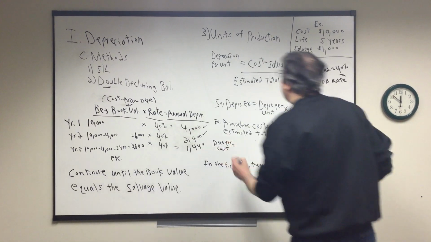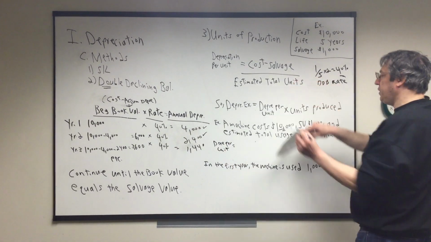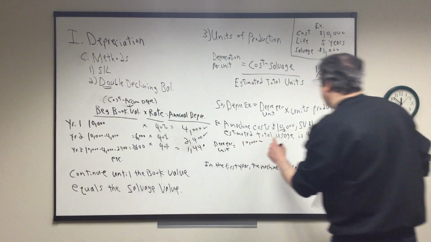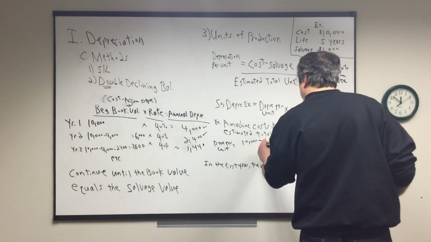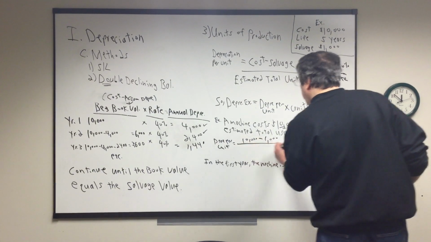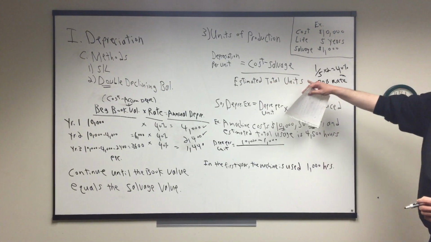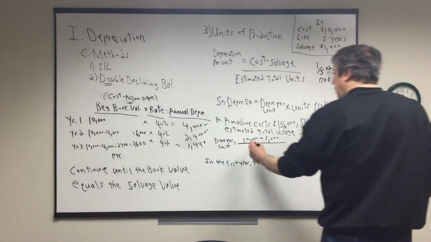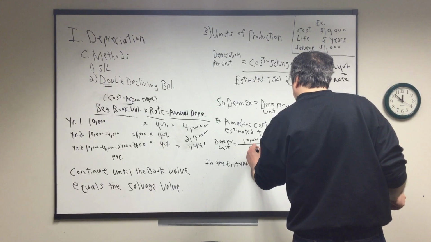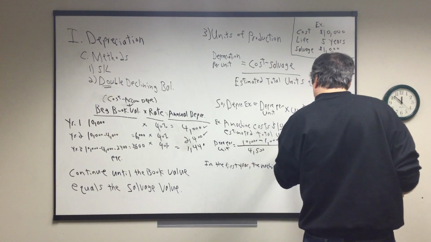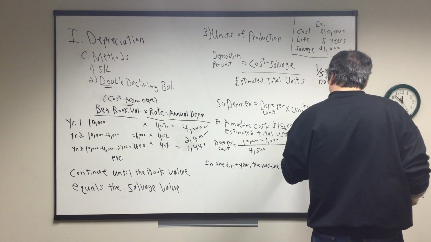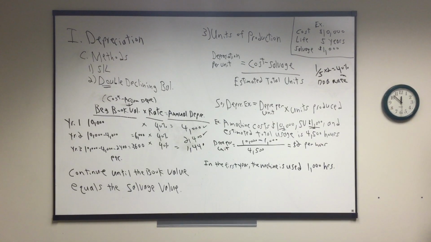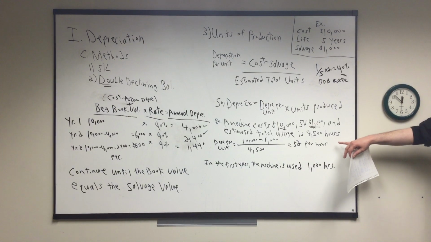And what does that equal? Cost minus salvage. So we said the cost is 10,000. We said our salvage is 1,000. So 10,000 minus 1,000. And what do we divide that by? Estimated total units. So over here we're saying our estimated total usage is 4,500 hours. So we're going to divide that by 4,500. And that is going to give us, I believe, $2 per hour, okay, per machine hour. All right, so now we know our depreciation per unit, which is $2 per hour.